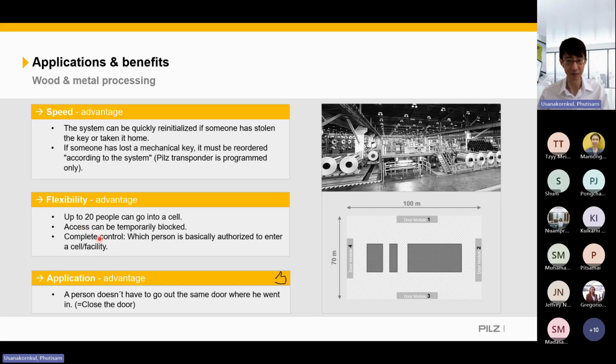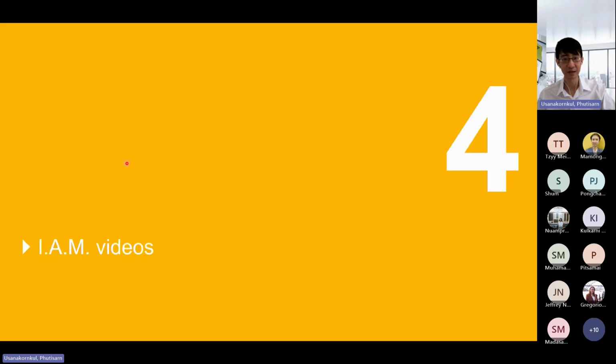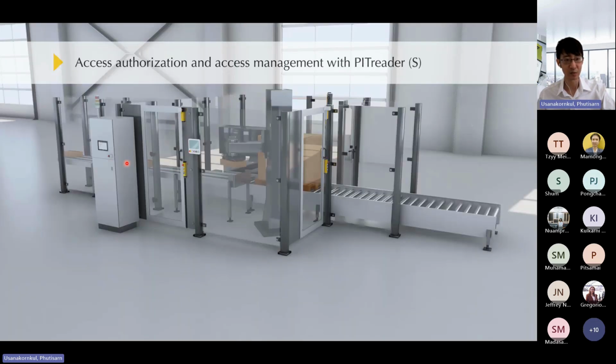You can also remotely set it to block your access because everything is digitalized, right? And if you lost the key, if the key is broken, or if someone brought the key home and forgot to bring it back, there's a way that you can quickly prepare a new transponder for the operator, for example. Okay, so this is the example application that we have, and of course, we have some video examples for this.